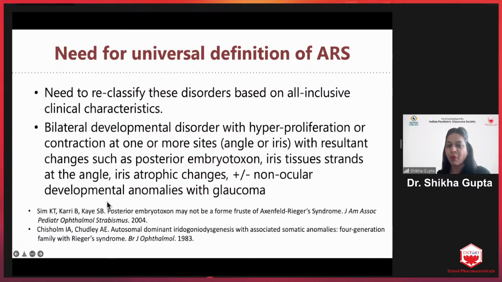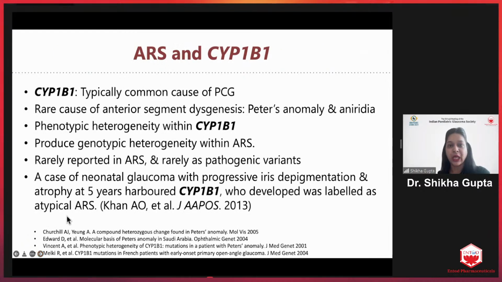So there have been reports of atypical ARS in the past also, where posterior embryotoxon has been suggested to not be a necessary part of the diagnosis of Axenfeld-Rieger syndrome. So when we look at the genetics of ARS and CPAMD8, we all know that CPAMD8 is basically a common cause of PCG, and sometimes it has also been reported to be a part of anterior segment dysgenesis, including cases of Peters anomaly, aniridia, and lately the neonatal form of CEU.